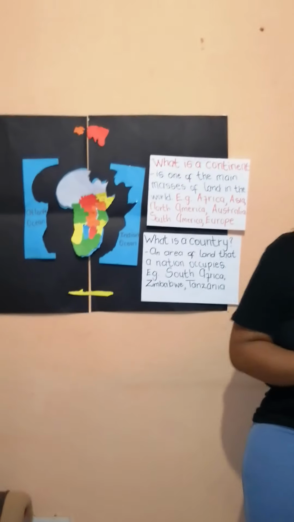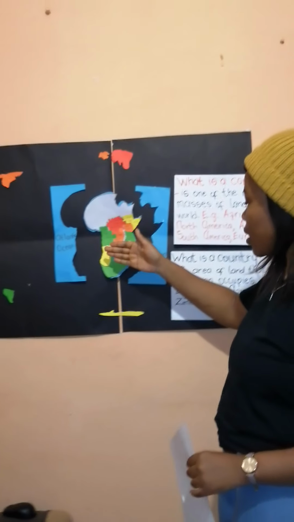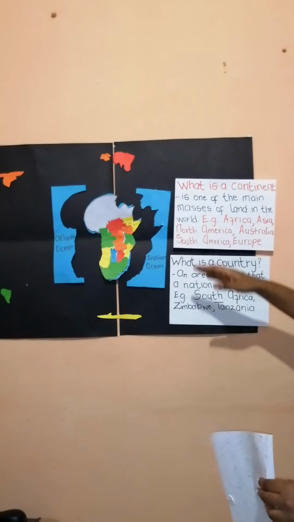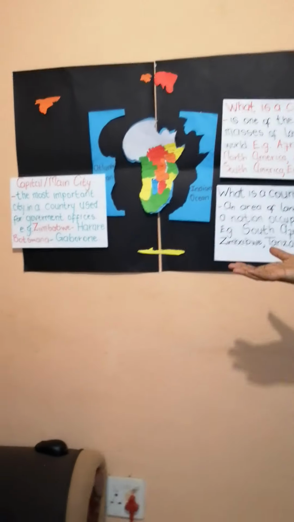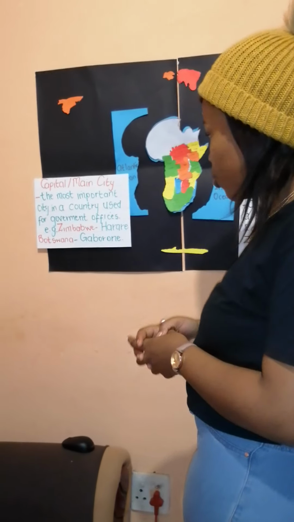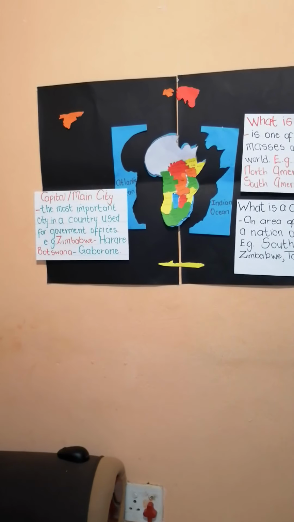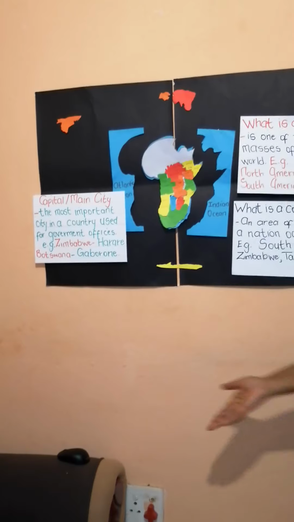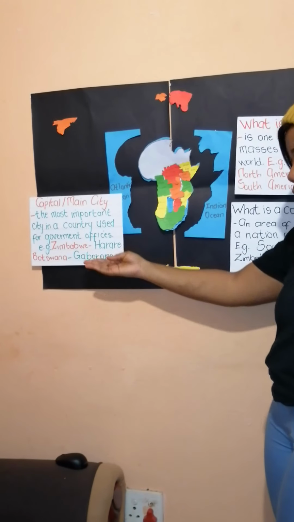Yes? All right, let's move on. So I told you that we've got a continent, and within a continent, we've got countries. Within countries, we have what we call a capital or a main city. What is a main city, you might ask? A main city is the most important city in a country that is used for government offices. For example, Zimbabwe's capital city is Harare. Botswana's capital city is Gaborone.